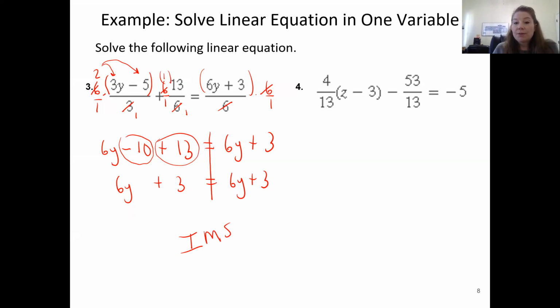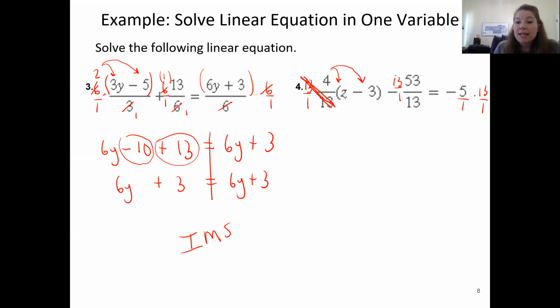Number 4. We are going to look at just these two fractions for now because this has a denominator of 1, right? So what is our least common multiple between 1 and 13? Well, it's 13. So I'm going to multiply everything by 13 times 13. All right, so what happens here? Those 13s cancel. So basically we have 4 times z minus 3.